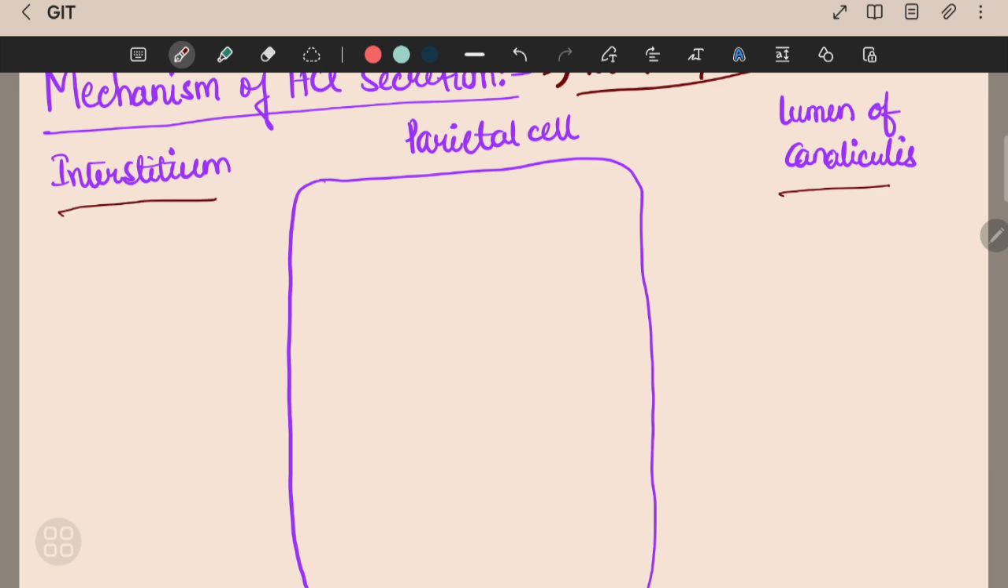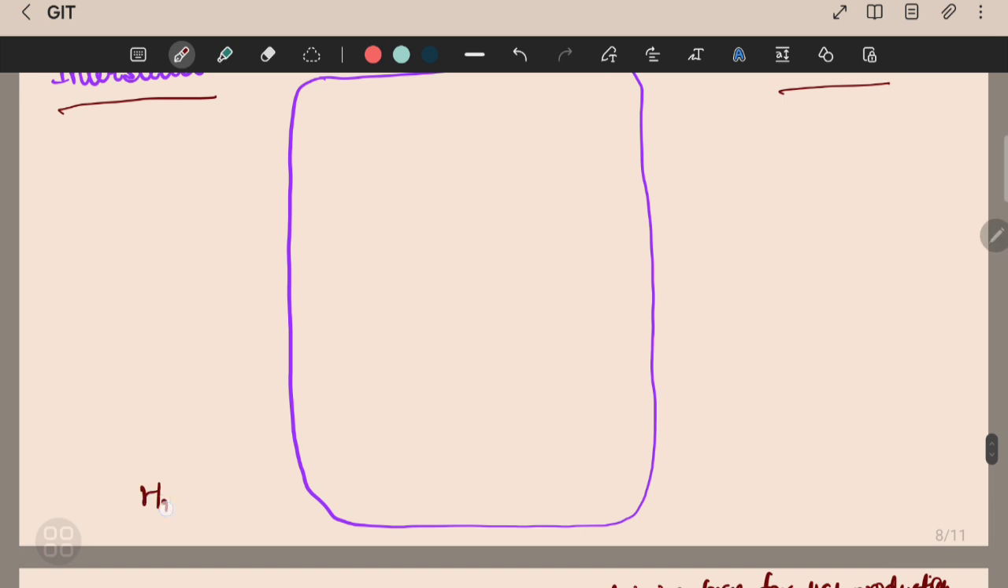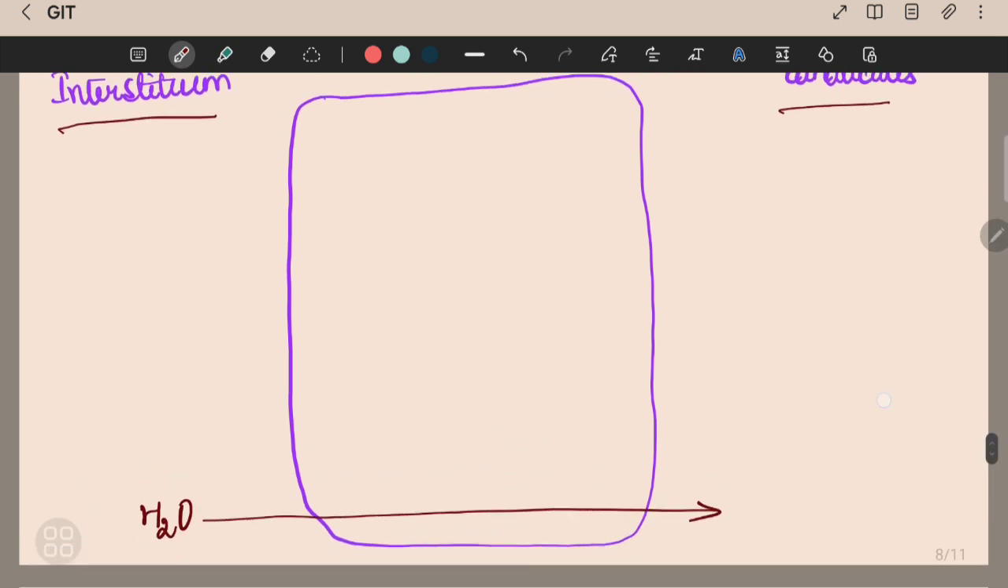Water inside the parietal cells becomes dissociated into H plus and OH minus. So the water present inside will automatically dissociate into H plus and OH minus. The water which was present over here is constantly moving via osmosis into the parietal cells and eventually into the lumen, because the lumen of the canaliculi has less water, so water always follows this passage, that is, it is passive diffusion via osmosis.